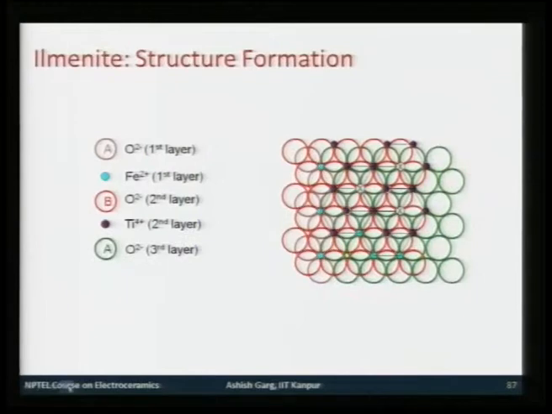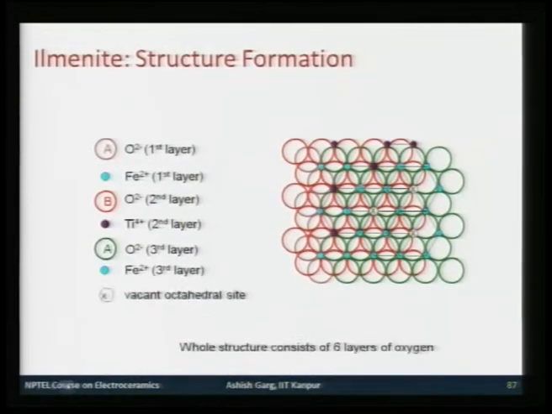Then you will have the next layer of oxygen atoms, which would again be an A layer, followed by the next layer of iron atoms, which would go right on top of the first layer of iron atoms. Then you will have this structure formed if you keep doing it 6 times, and so the whole structure will consist of 6 layers of cations or oxygens, and this will make a complete ilmenite structure.